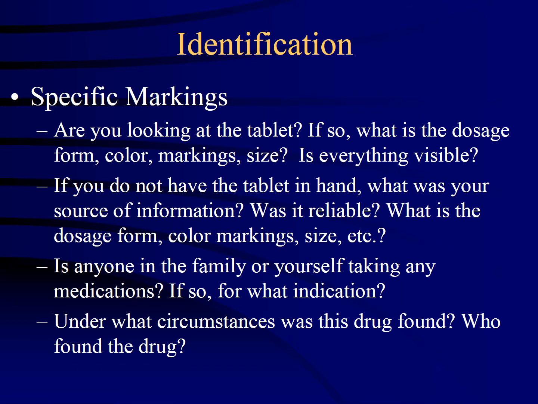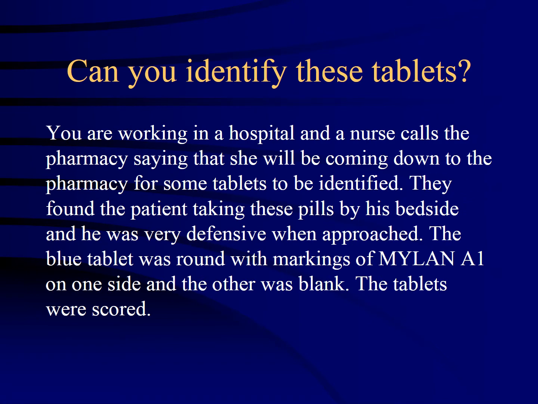Who found the medication? An example of an identification question is, you are working in a hospital and a nurse calls the pharmacy saying that she will be coming down to the pharmacy for some tablets to be identified. They found the patient taking these pills by his bedside, and he was very defensive when approached to ask what the medications were. The blue tablet was round with the markings of Mylan A1 on one side, and the other was scored and blank.